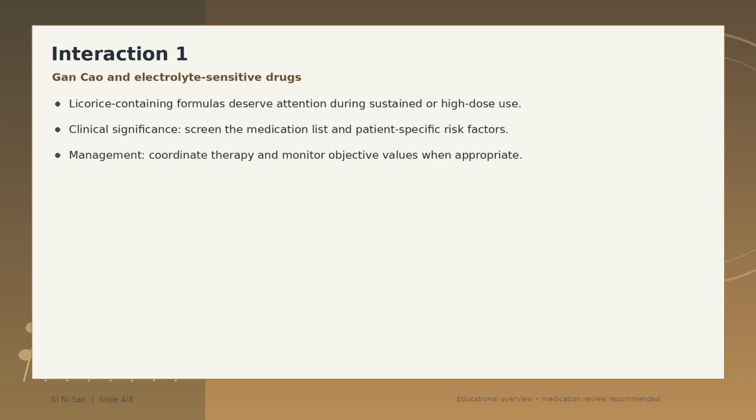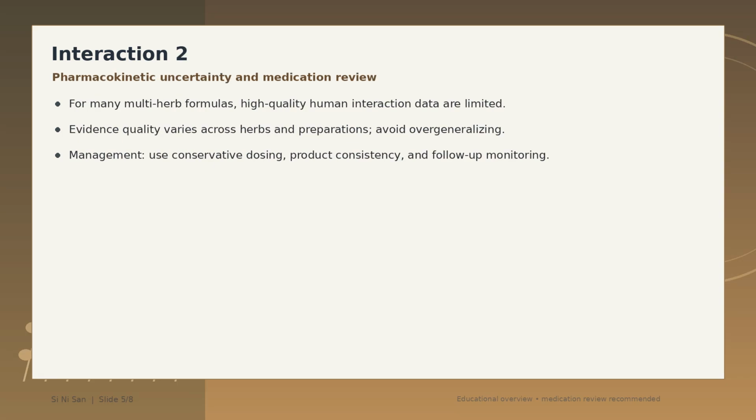In practice, ask what prescription drugs, over-the-counter products, supplements, alcohol, caffeine, and other herbal formulas the person uses. A multi-herb product can create several overlapping mechanisms at once, so medication reconciliation is a core safety step. The second interaction focuses on pharmacokinetic uncertainty and medication review.